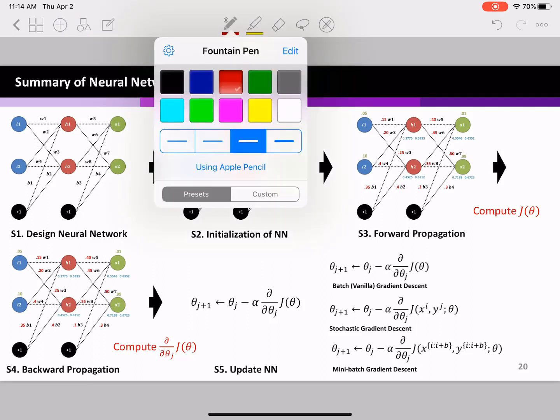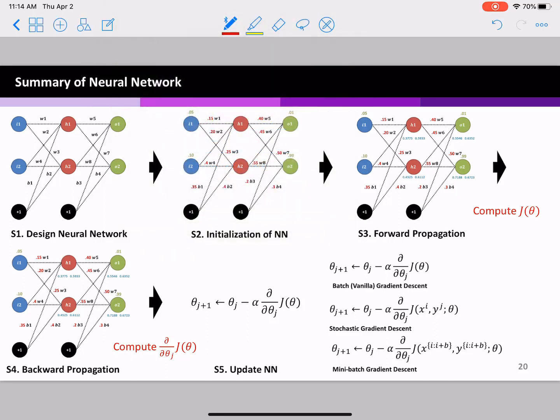First step is to design the neural network. Depending on your application, for instance, regression or classification, you need to choose the activation function and loss function, and the activation function on the final output neuron. And depending on the complexity of your model, you design the number of hidden layers and the number of neurons in each hidden layer.